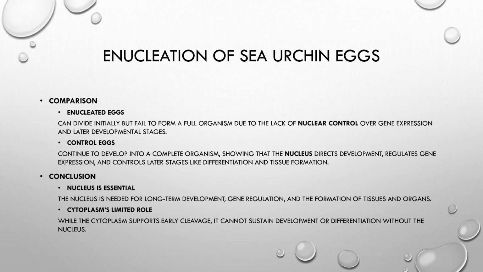As a comparison, enucleated eggs can divide initially but fail to form a full organism or larva due to lack of nuclear control over gene expression and later developmental stages. Control eggs continue to develop into a complete organism, showing that the nucleus directs development, regulates gene expression, and controls later stages like differentiation and tissue formation. In conclusion, the nucleus is needed for long-term development, gene regulation, and the formation of tissues and organs. The cytoplasm supports early cleavage, but it cannot sustain development or differentiation without the nucleus.